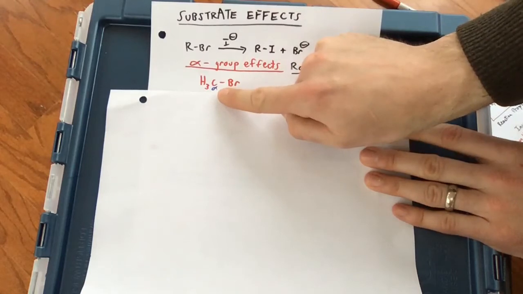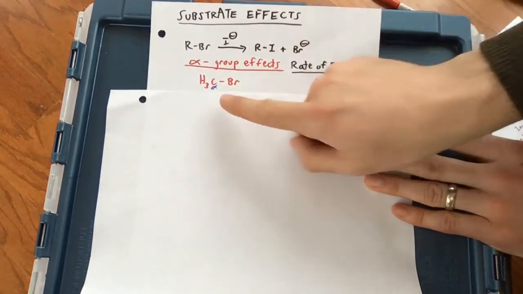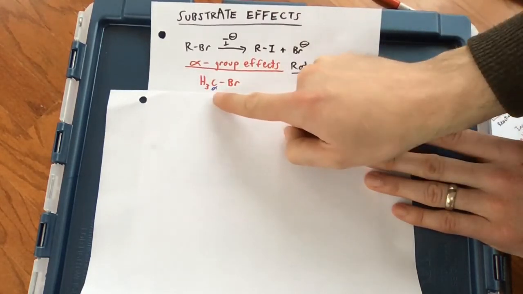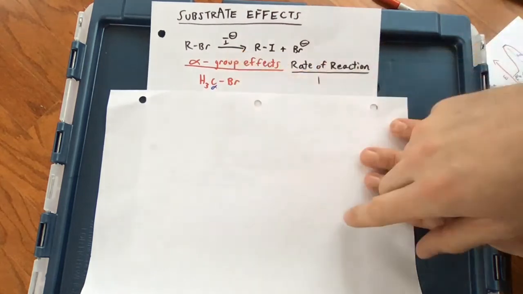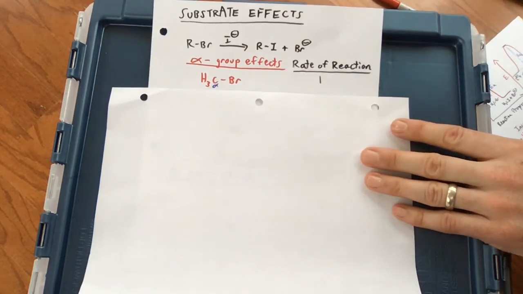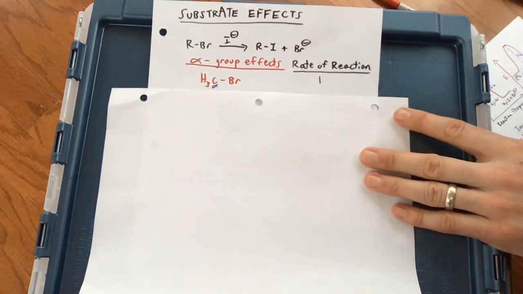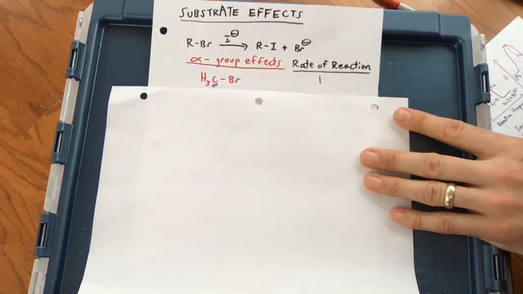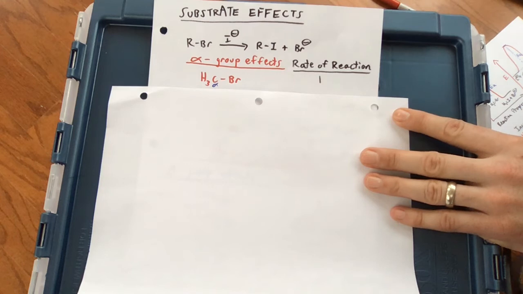talking about the alpha group here, this alpha carbon, if we react bromomethane with iodide, we see that we have a rate of reaction that we're going to say is 1. This is going to be our standard reaction rate. So now when we compare something to this reaction rate, we'll have an idea of how much slower and how much faster it is, and know what the effect of having substitution at the alpha group, the alpha carbon, is.